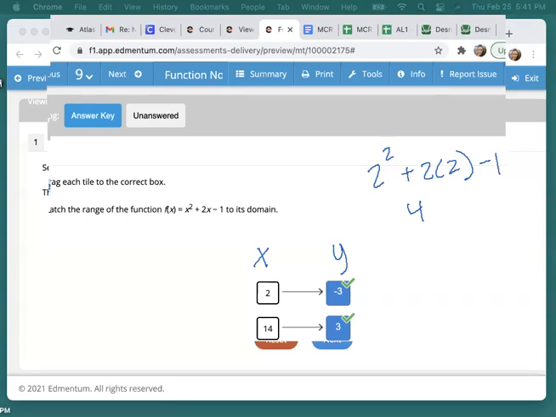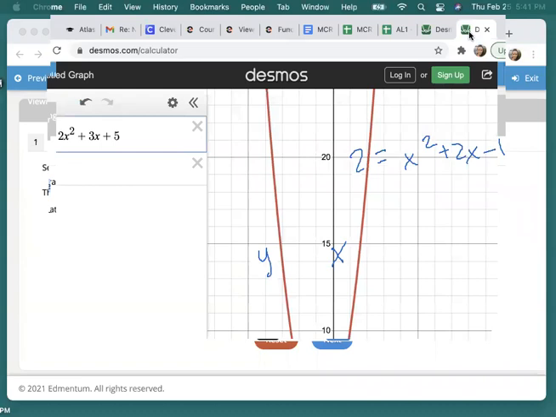I think I have this backwards. Match the range. Yeah, I do have these backwards. So this should be the range, and this should be the domain. So if you have y is 2, then it would be 2 equals x squared plus 2x minus 1. So I would head over to Desmos, x squared plus 2x minus 1.